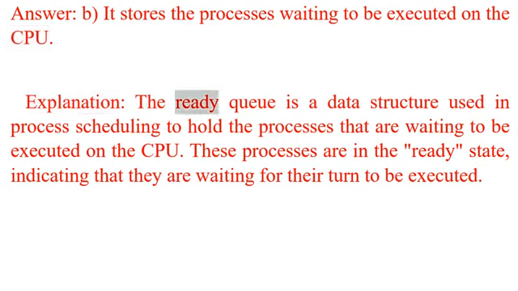Explanation: The ready queue is a data structure used in process scheduling to hold the processes that are waiting to be executed on the CPU. These processes are in the ready state, indicating that they are waiting for their turn to be executed.